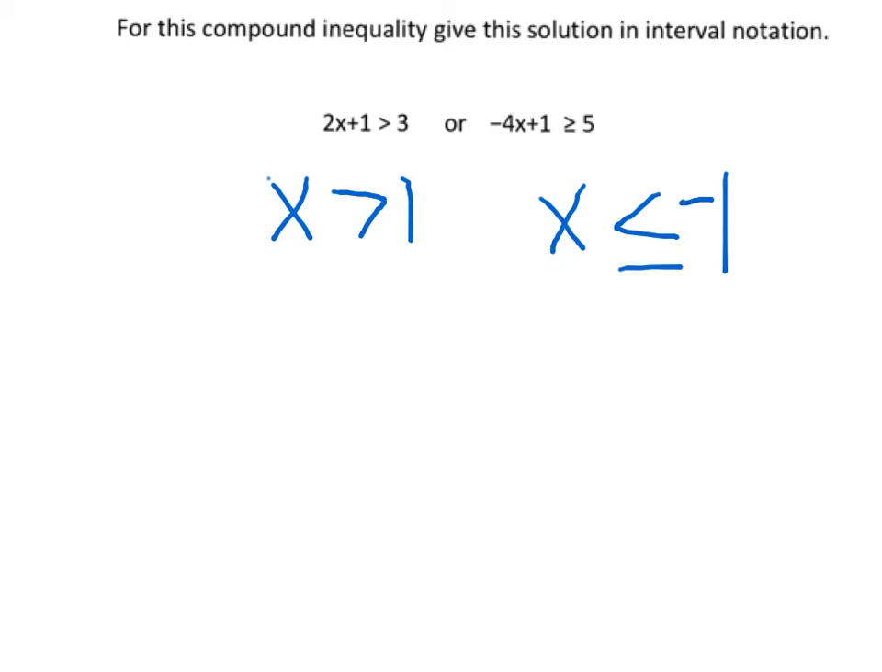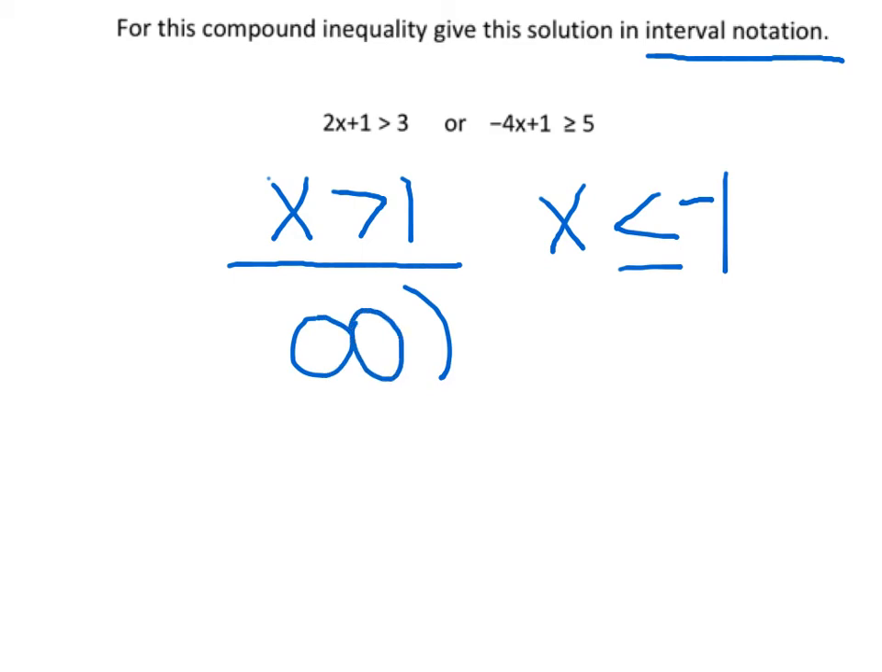Now that we solved each inequality, our last step is to put it into interval notation. For interval notation, we know we're either going to use parentheses or brackets. If we look at our first inequality, we know x is greater than 1. So our x will go off into infinity. And we also know with infinity that we need a parenthesis with it. And then we have our 1. Since x is greater than 1, not greater than or equal to, we know 1 also has a parenthesis by it.